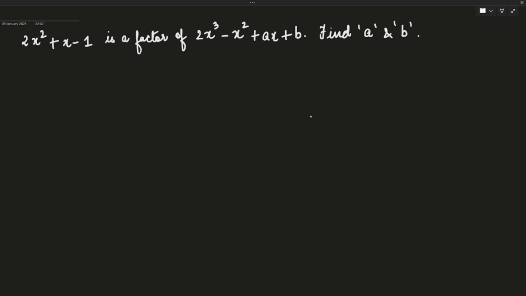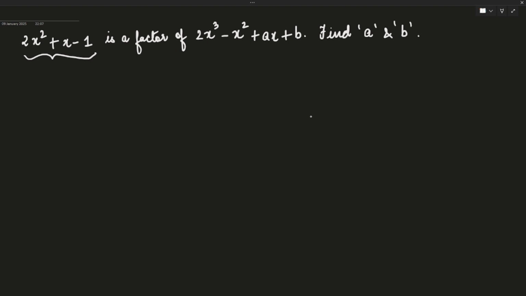2x squared plus x minus 1 is a factor of 2x cubed minus x squared plus ax plus b, and we have to find the values of a and b. It is given that this polynomial 2x squared plus x minus 1 is already a factor of the second polynomial. So we'll apply factor theorem over here and find out the values of a and b. How will we do such questions?